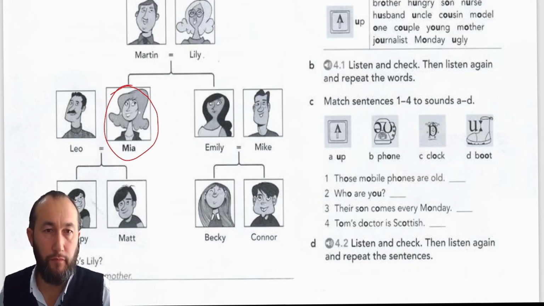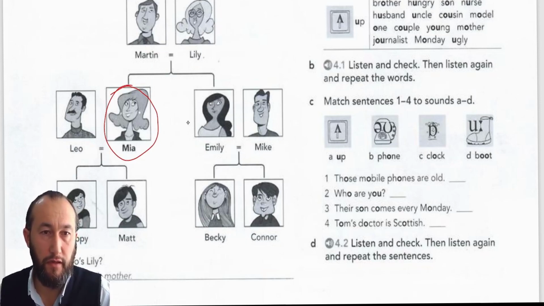Who's Lily? So we've got Lily. As you can see here, Lily is the mother. So who is Lily? She's Mia's mother. Okay, she is Lily. She is Mia's mother.